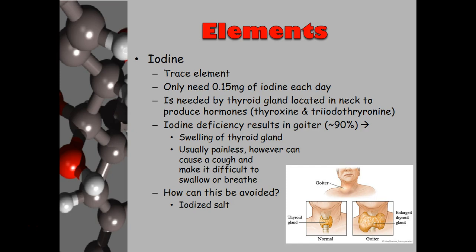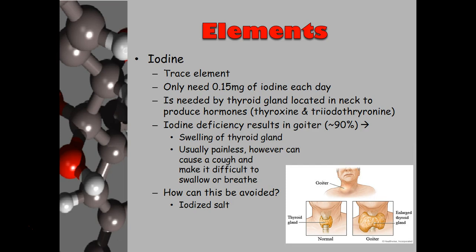Well, if you don't get it, you end up with something called a goiter, right, or this sort of growth. If you've ever seen anybody with an Adam's apple, think about that, but bigger. Okay, not the same thing as an Adam's apple, but structurally, if you were to look at somebody, it would look similar. And iodine deficiencies, about 90% of the time, result in these goiters.